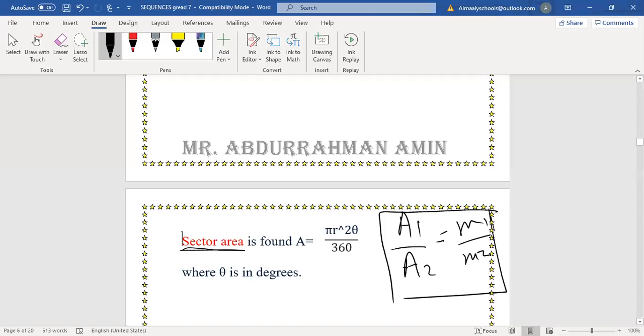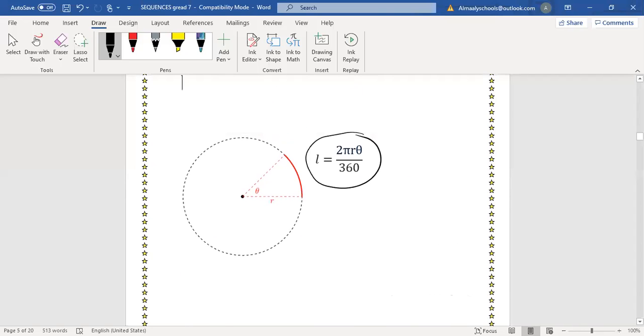Who can find the area of the sector equals what? My sons, do you know the meaning of sector? This sector, I want to find its area. This sector, the minor sector. How to find its area? It will be what? Area of the sector equals pi r squared multiply theta over 360.